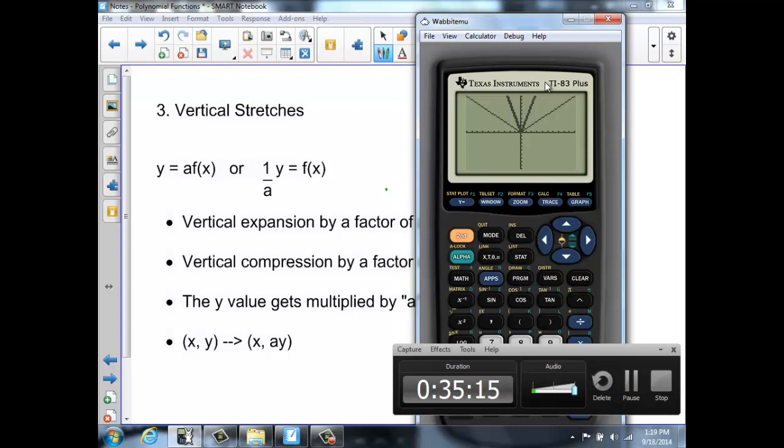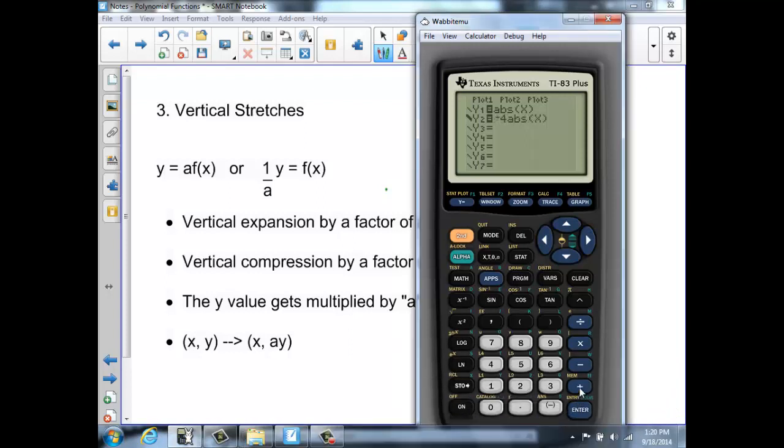What point did not move? Yeah, because if I take this 0 point right here and times it by 4, it doesn't do anything, right? But 1 goes up to 4, 2 up to 8, 3 up to 12. So we could even combine them together and go negative 4 absolute value of x. And what would happen is your graph would then go upside down and be steep. That make sense? The greater the number in front of your function, the steeper it is.